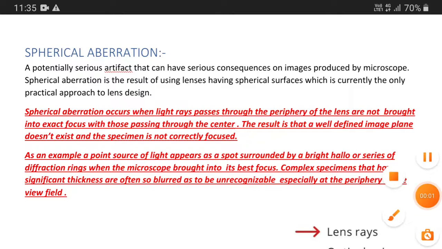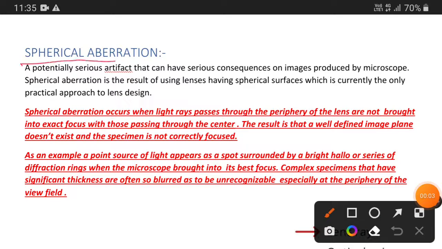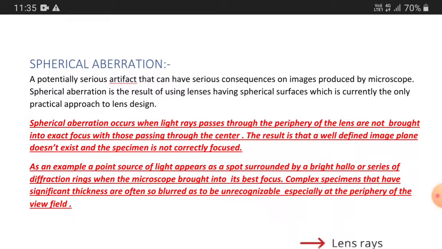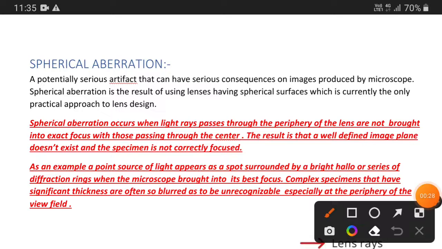Hey guys, so now we are going to discuss spherical aberration. In the previous video we discussed chromatic aberration, which was the problem associated with polychromatic light, right? And that was mainly due to the refractive index of the lens, or the refractive index of the material on which the lens is constructed, right? So here the aberration is due to the spherical surface.